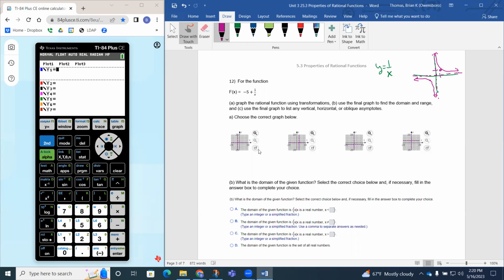So what happens is we now have this -5 applied to the outside of it. So what should happen is this graph should just move down 5. So what I'm looking for is a graph that looks like this, that goes down 5. So looks like this one's done. It's going down 5.